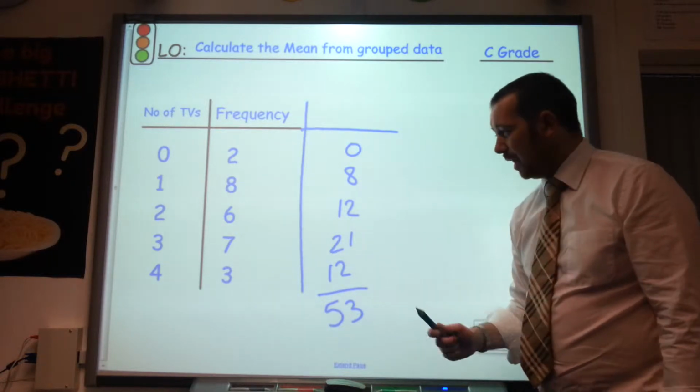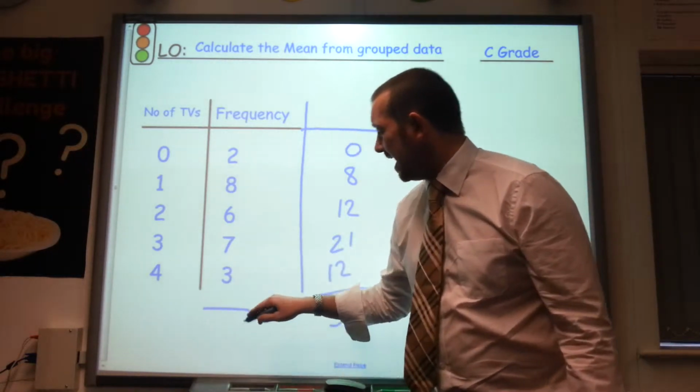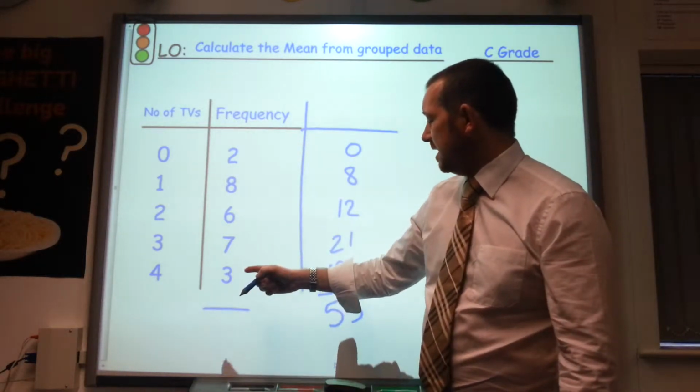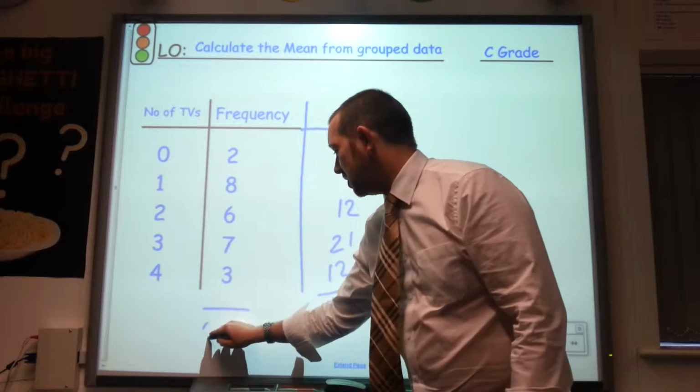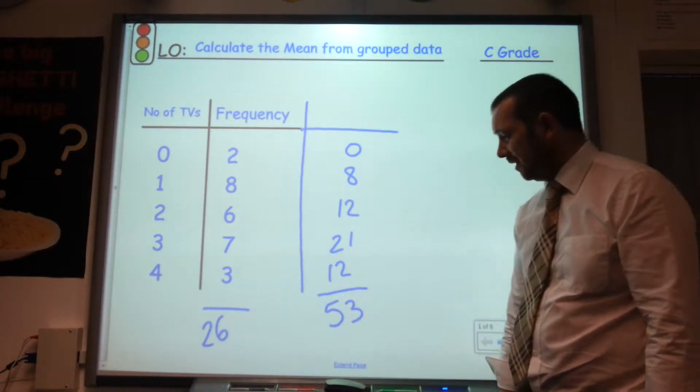Add them all up and divide by how many there are. Well, it's how many people there are. So what I want to do is add that up. I want to find out how many people there are. 10, 16, 23, 26. In total, there were 26 people that were in this survey.